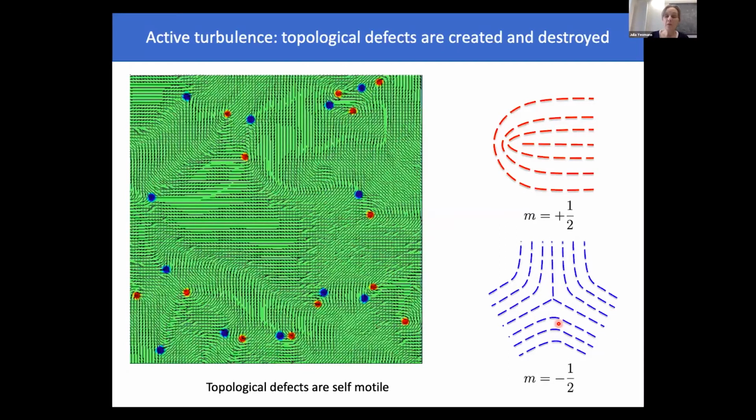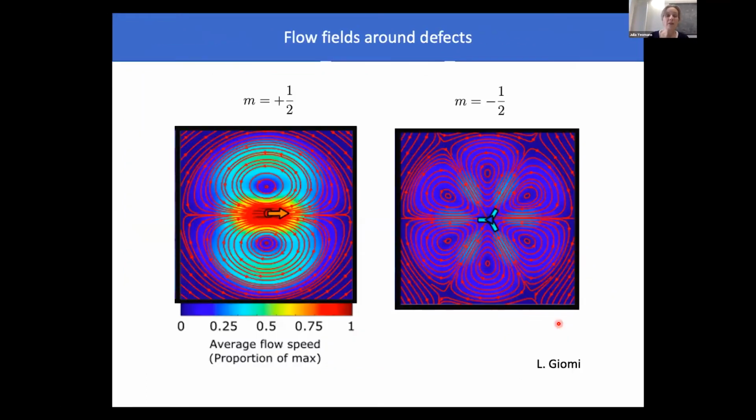So if we look at the flow fields around those defects, this is the plus a half, and the flow field has these two vortices on either side. This minus a half has a six-fold pattern of vortices around it. And if you could remember that, because we're going to see it again in the next bit of the talk.